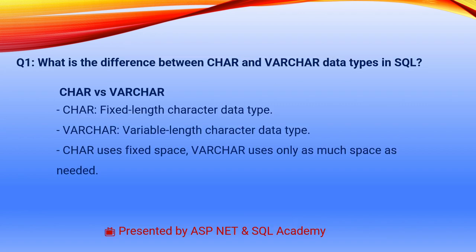The CHAR data type is a fixed length character data type, meaning it always reserves the specified amount of space even if the actual data is shorter. On the other hand, VARCHAR is a variable length data type that only uses as much space as needed, making it more efficient for storing text of varying length.